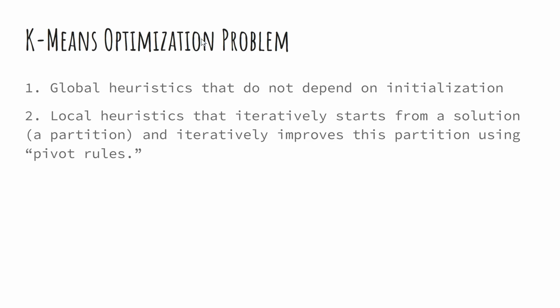K-means optimization problem. Global heuristics that do not depend on initialization, and local heuristics that start from a partition solution and iteratively improve it using pivot rules.